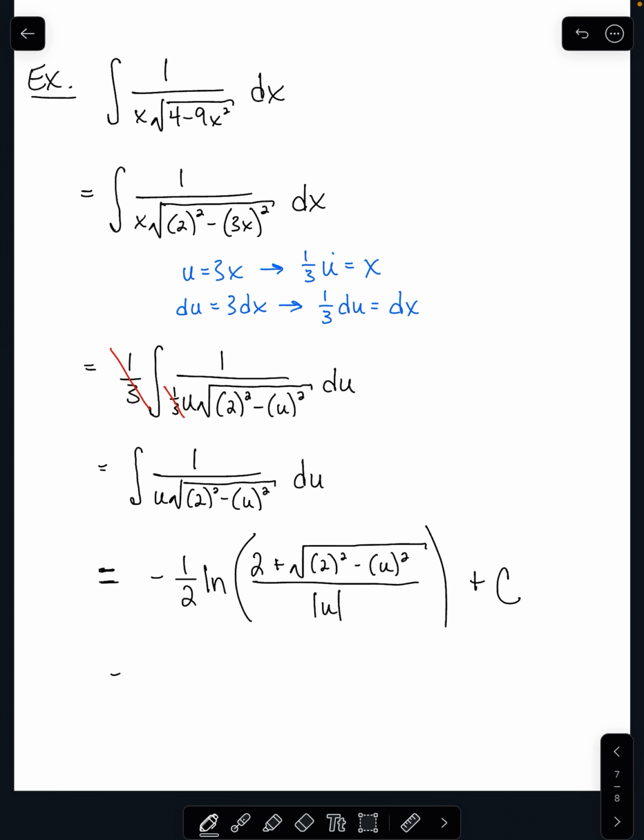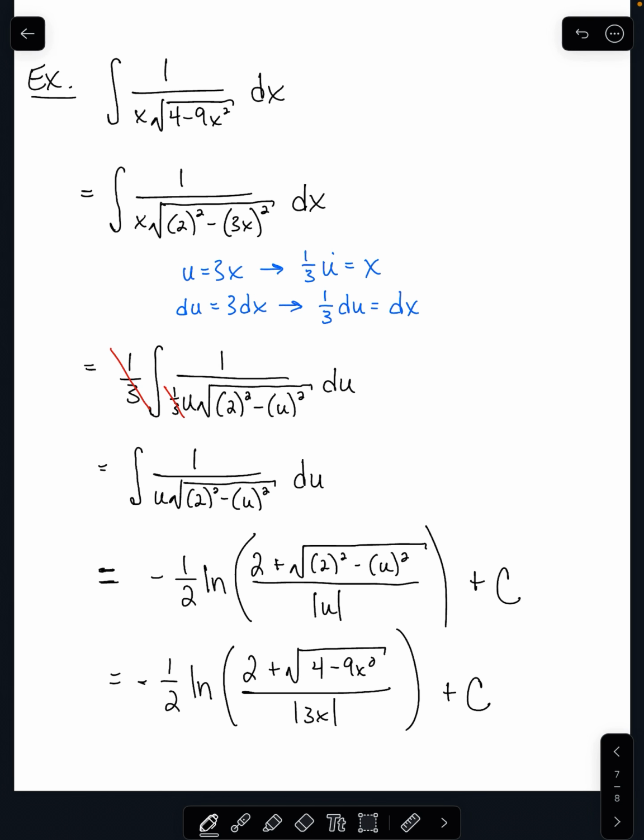For a final step, we can resubstitute 3x for u, and also clean up the squares underneath the radical. So negative 1/2 times the natural logarithm of 2 plus the square root of 4 minus 9x squared over the absolute value of 3x plus c.